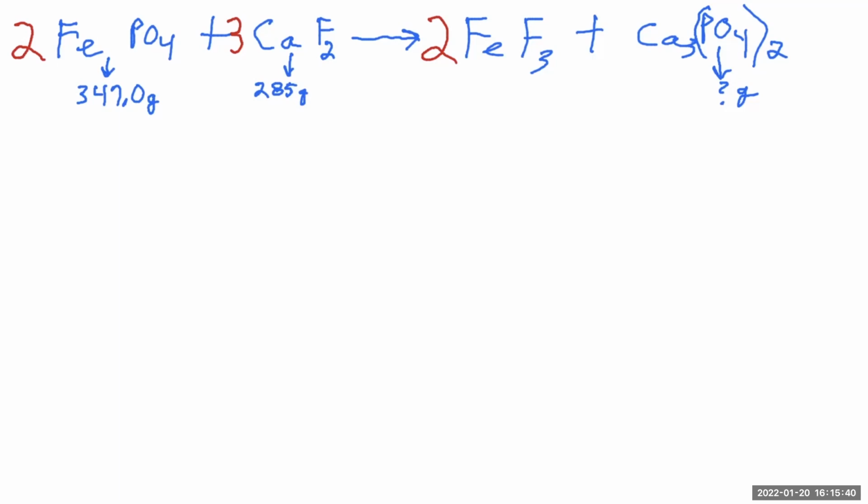All right. So we know we're going to need molecular weights of FePO4, calcium fluoride, and calcium phosphate. We need those molecular weights because we have to get everything into moles. It has to go to moles to use the chemical equations. It says 2 moles of iron phosphate is going to react with 3 moles of calcium fluoride to produce 2 moles of iron 3 fluoride and 1 mole of calcium phosphate. So we have to go to moles.